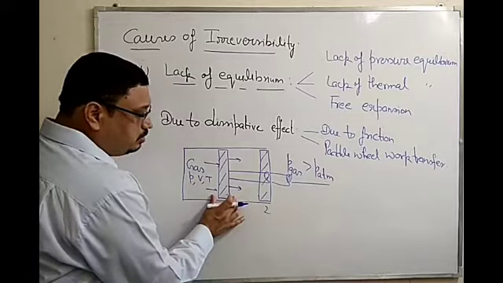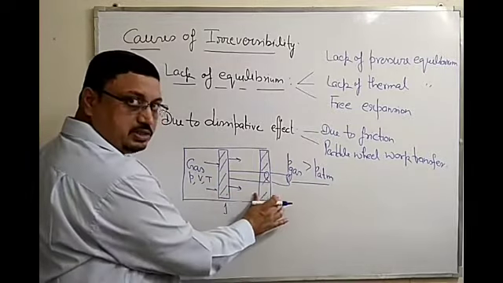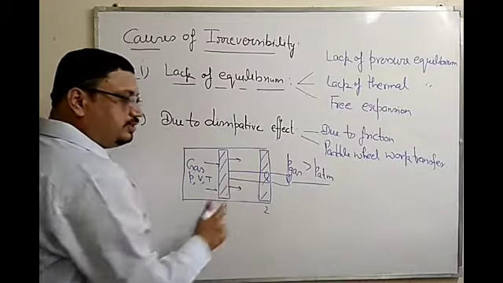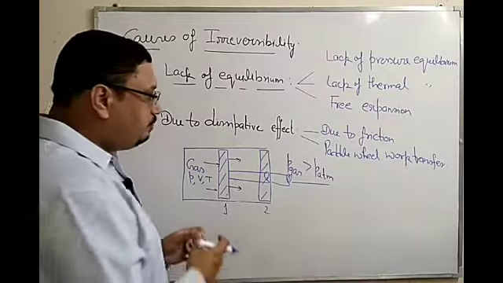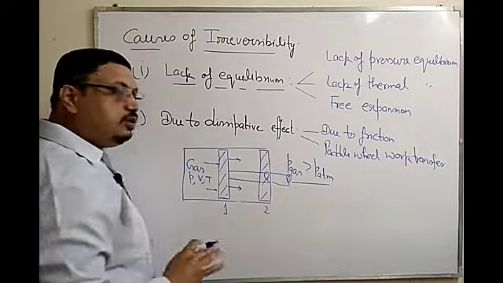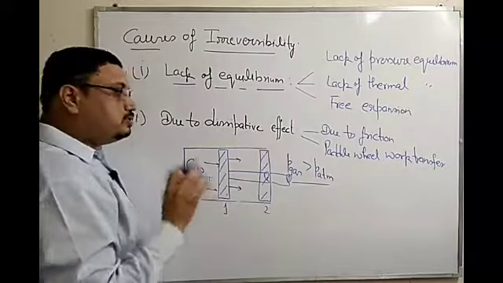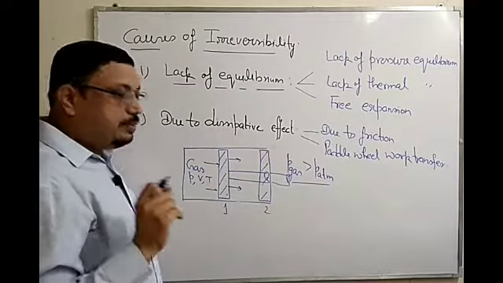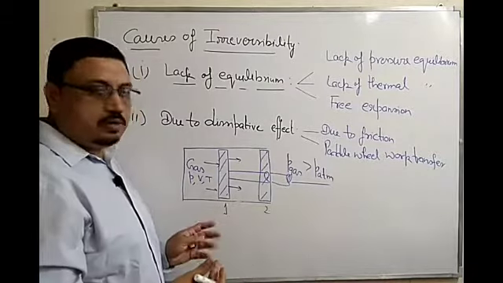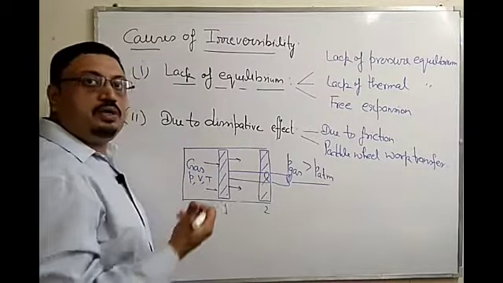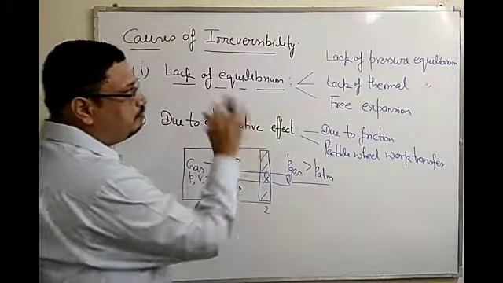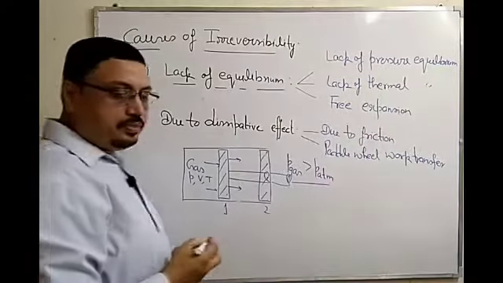Practically, this piston should move fast so that we get the work output in a small span of time. If the pressure difference is very small, then it will take infinite time to reach from this position to this position, and this is not desirable practically. So that is why practically the processes are irreversible, right? And we cannot avoid this irreversibility because we cannot avoid the pressure difference.